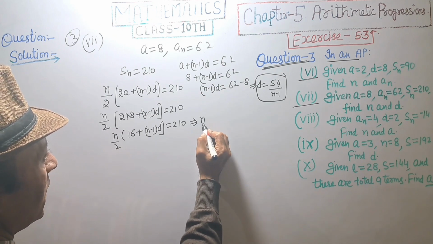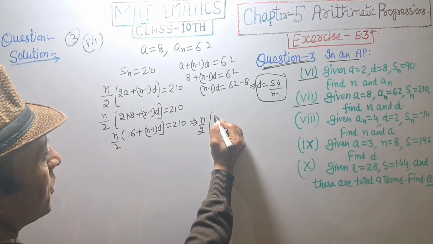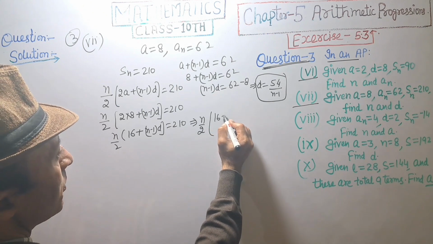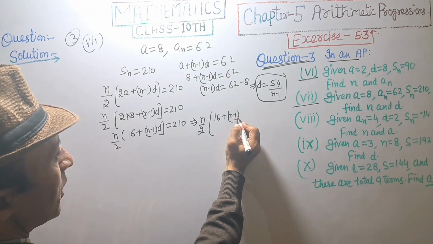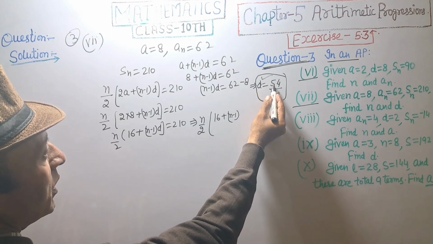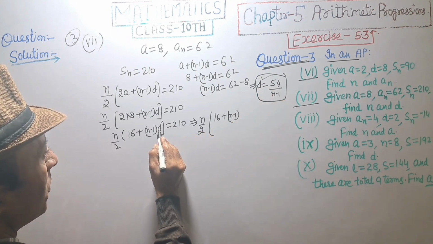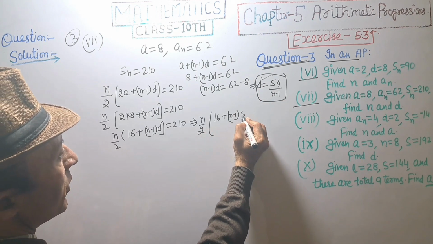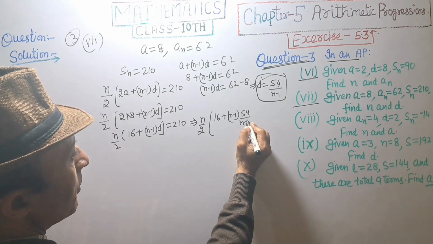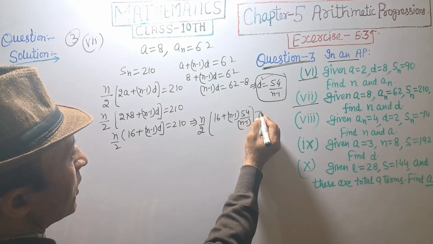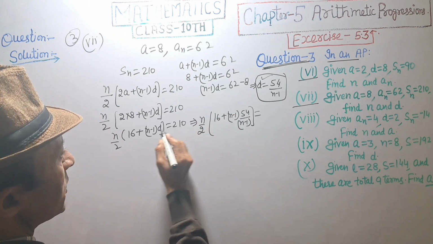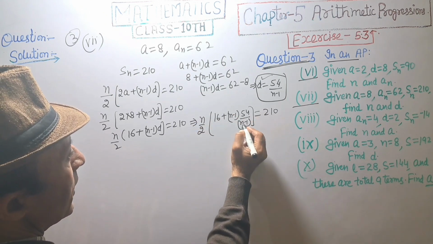This implies n divided by 2, 16 plus n minus 1, d. Here d is 54 upon n minus 1. We put d is equal to 54 upon n minus 1 in this equation, which is equal to 210.